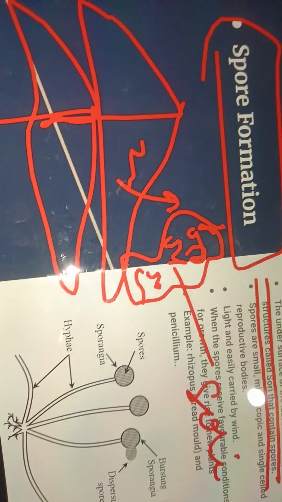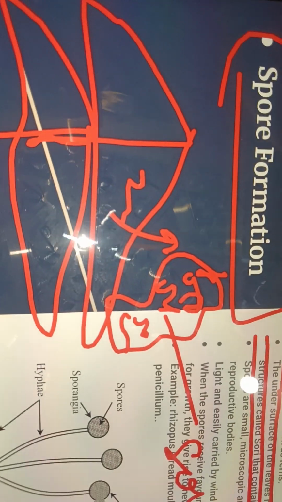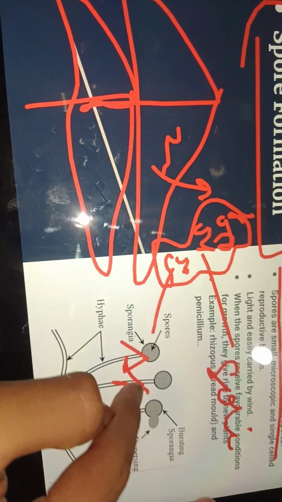You know that a pocket stores important stuff. So obviously sori is a pocket-like structure. It will store some important things, like spores. Okay, we understood that. Now the question arises in your mind: what are spores actually?